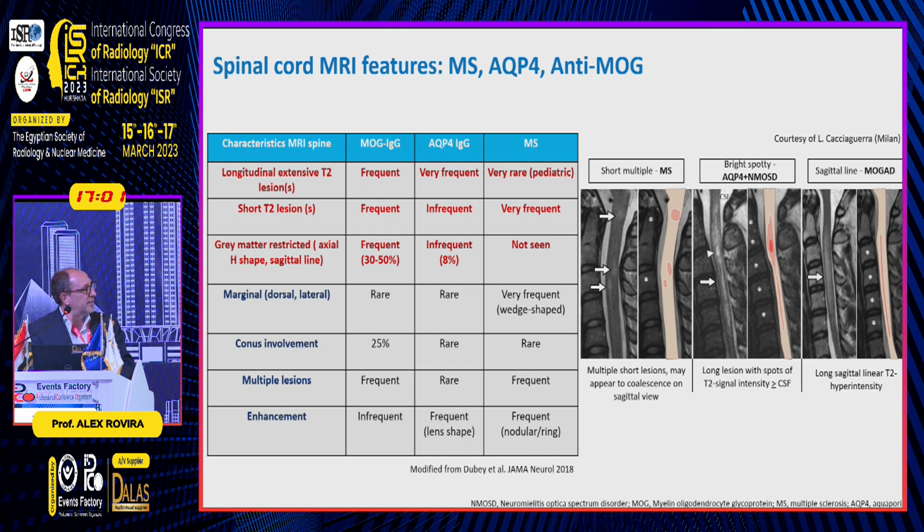And the second finding that also is quite useful is the sagittal line sign. As you can see here, there is a line of high signal intensity, higher than the rest of the lesion, and this signal that reflects involvement of the central gray matter is quite common in MOG antibody disorders, in few cases in aquaporin 4, but has not been described in MS.